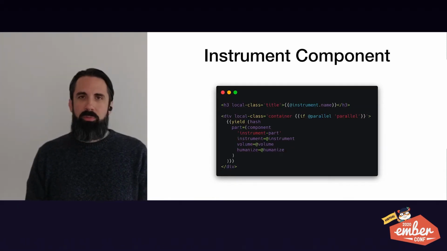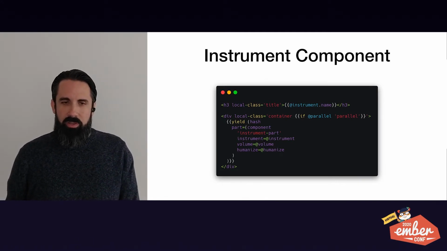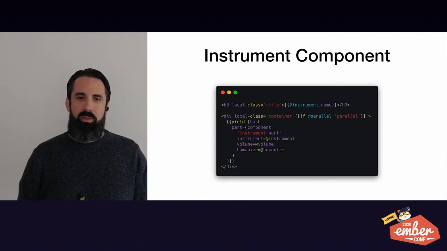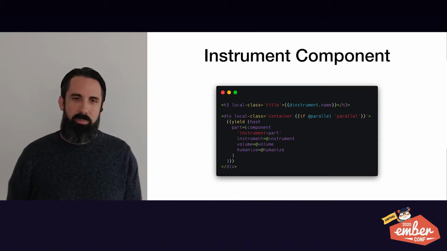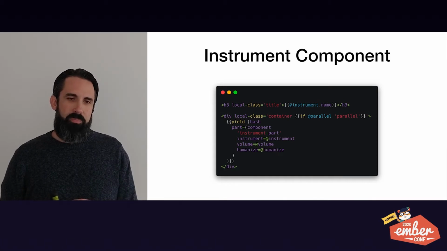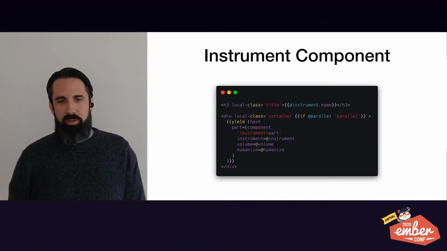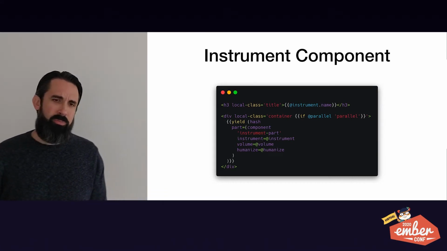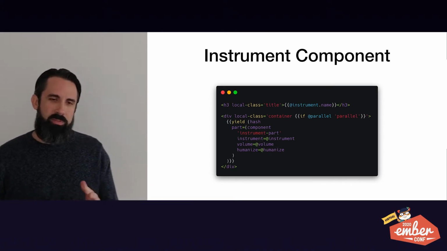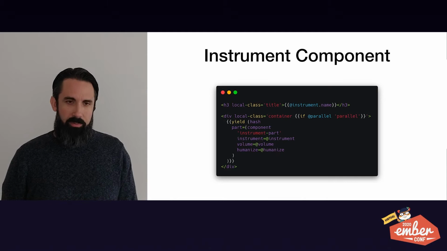I wanted to be able to work with the instrument within the template. Tone.js is made for creating music in JavaScript, and I really wanted to create it in Ember templates. So I created a component to represent the instrument. The component displays the title of the instrument, so you can see what it is, and has a container, parallel, which I'll talk about later. It yields a contextual component called part and passes the instrument plus volume and humanize, some things I'll talk about later, to it.